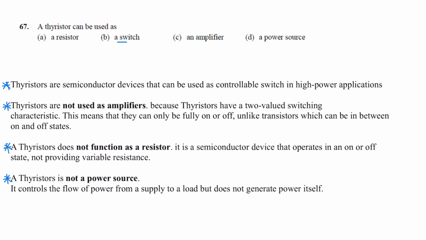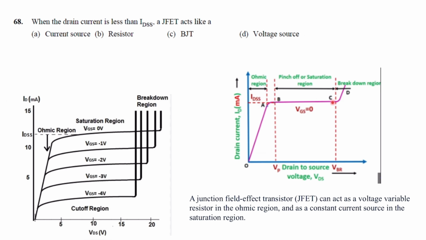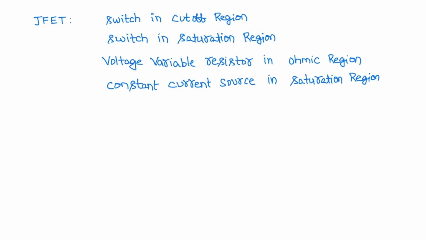Next question. When the drain current is less than IDSS, the JFET acts like a... The given graph shows the VI characteristics of a junction field effect transistor. The regions of this JFET are the cutoff region, ohmic region, saturation region, and then breakdown region. This JFET acts like an off switch in the cutoff region, and an on switch in the saturation region.